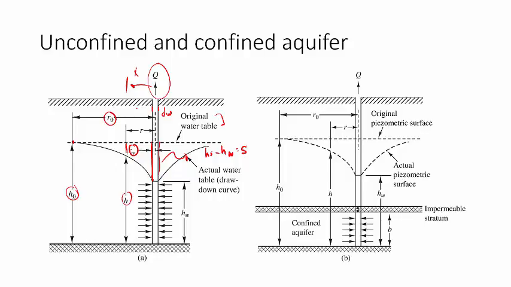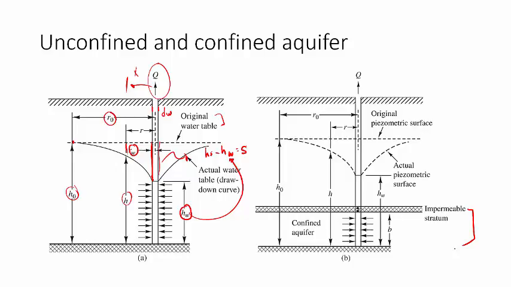Okay? So here you have the HW that I mentioned, which is the one that goes here. Remember, you can always stop and look at the notation. Now here we have an impermeable layer to the right, so this is a confined aquifer.